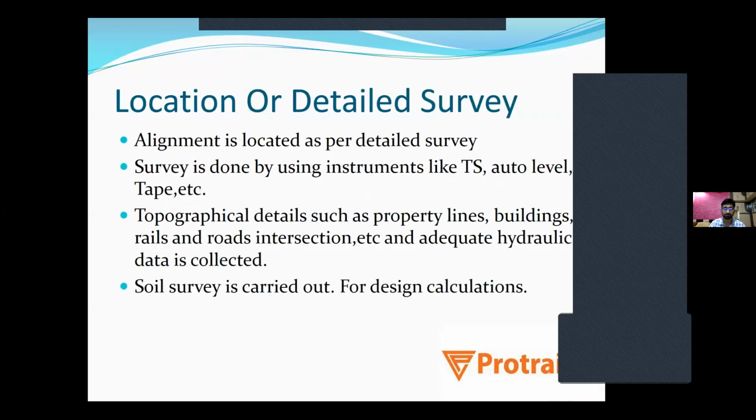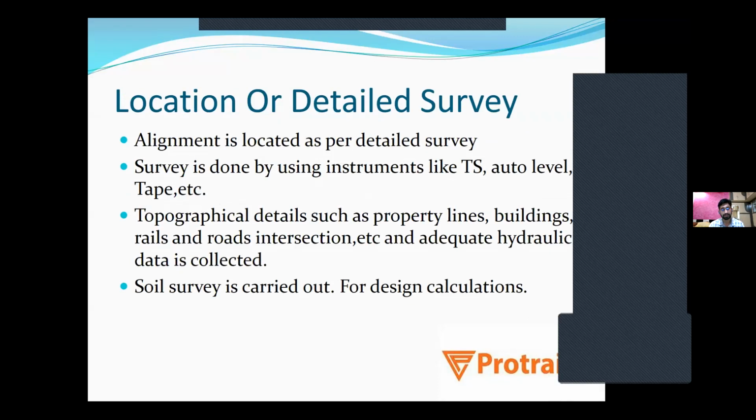Then after that, location and detailed survey is made. So alignment is located as per detailed survey, and after that, survey is done by using instruments like total station, auto level, tape, etc. Also topographical details such as property lines and buildings, rails and road intersections are collected. Adequate hydraulic data is also collected.